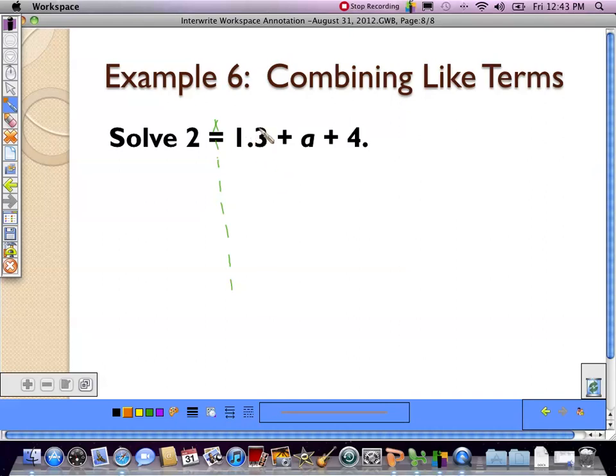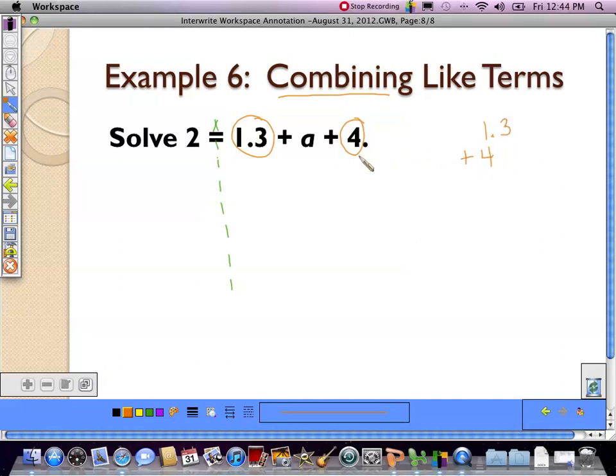Now, in this case, you have 3 terms, and if that's the case, you want to ask yourself, is there anything I can combine? Are there any terms that are alike? In this case, the 1.3 and the 4 are both like terms because they're both constants. They're both regular numbers. So we're going to combine them. And remember, when you're combining like terms, you are taking the terms and adding them together. Combining means to add. So over to the side, I'm going to add 1.3 plus 4.